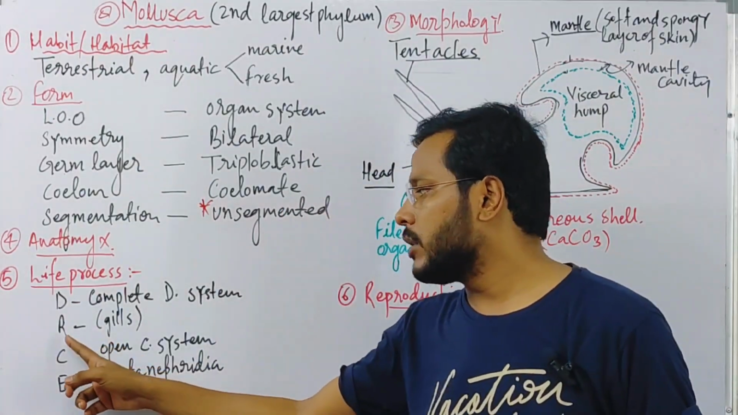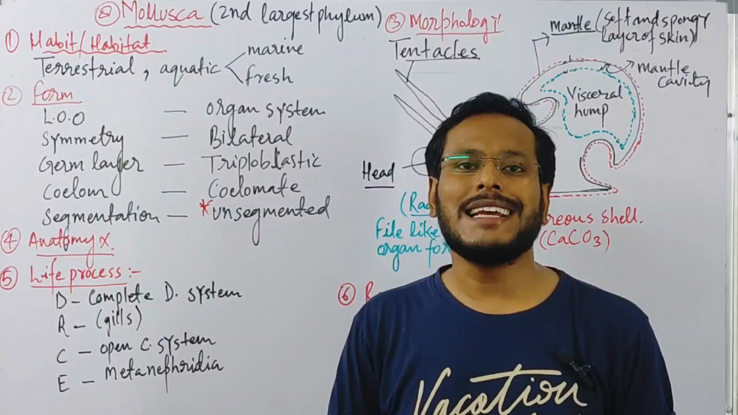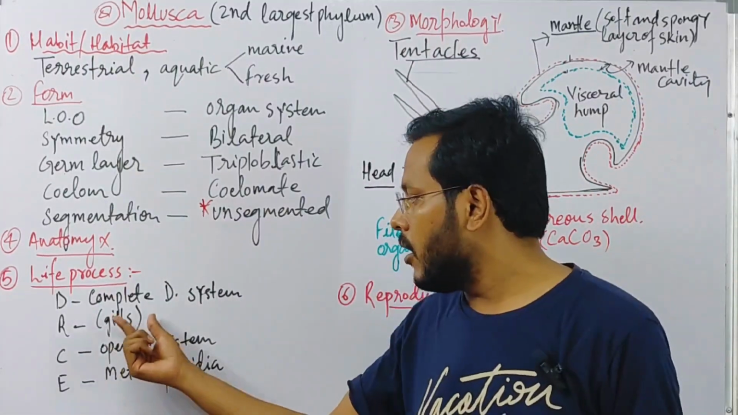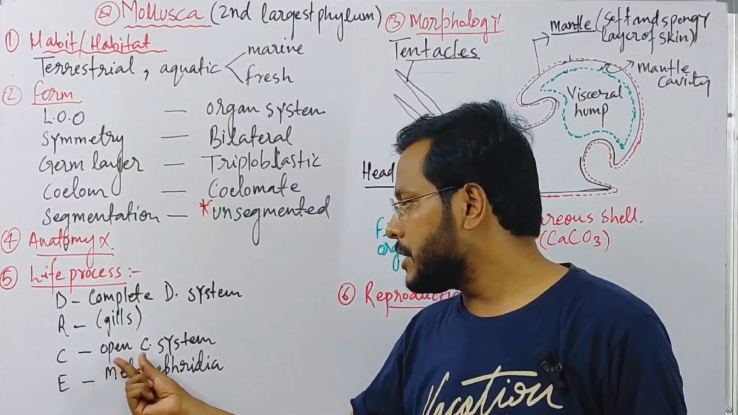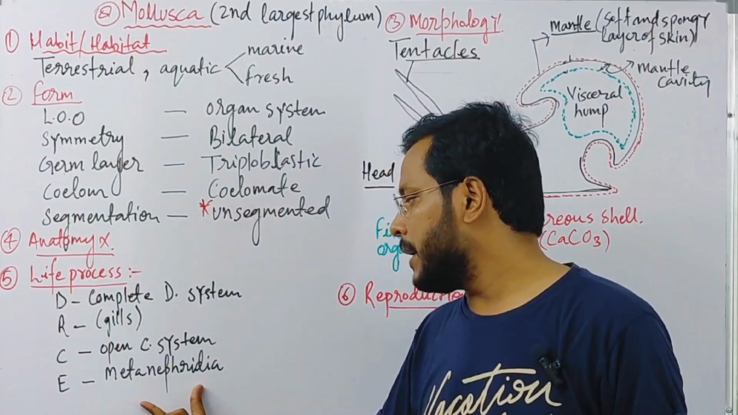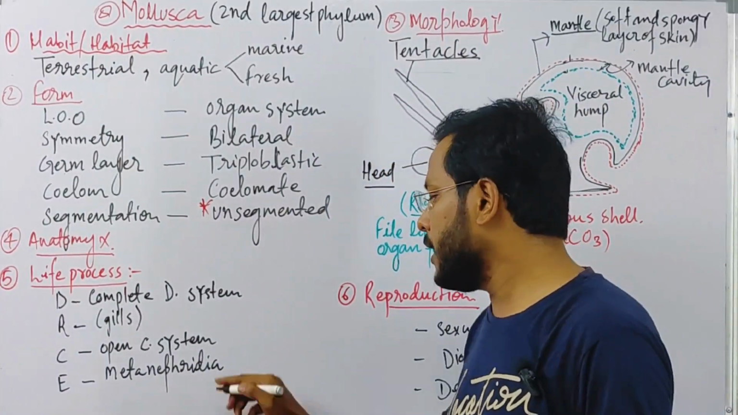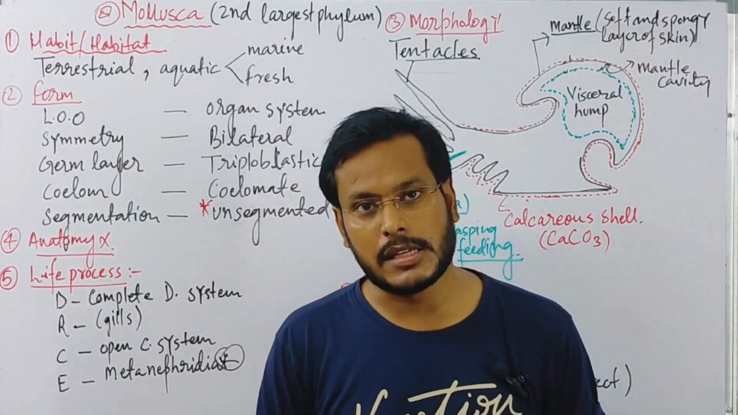Now what about the respiratory system? It exchanges gases by the organ that is the gills. The circulatory system is an open circulatory system here. Now the excretory system is the metanephridia. Metanephridia is not going to be that important, because it is not given in NCERT.